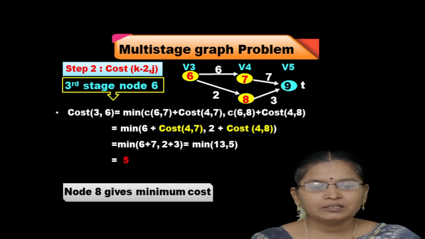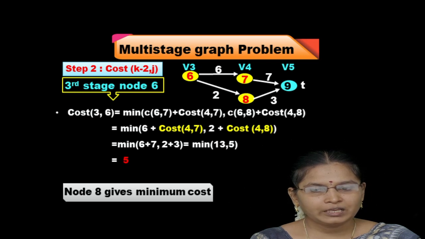Next, find cost of 3, 6. So, minimum of C of 6, 7 plus cost of 4, 7, C of 6, 8 plus cost of 4, 8. So, we get min of 13, 5. So, minimum of these two values is 5. For the cost 3, 6, node 8 gives the minimum cost.